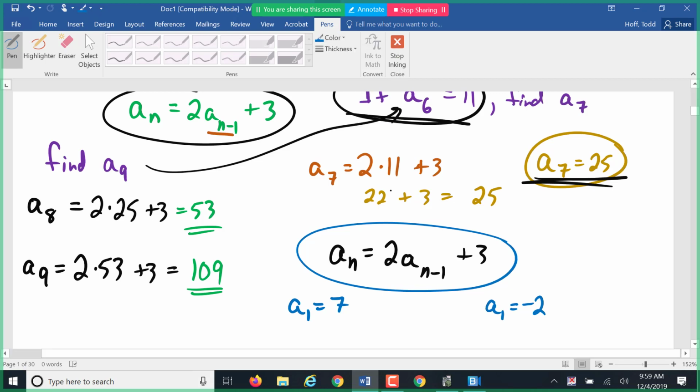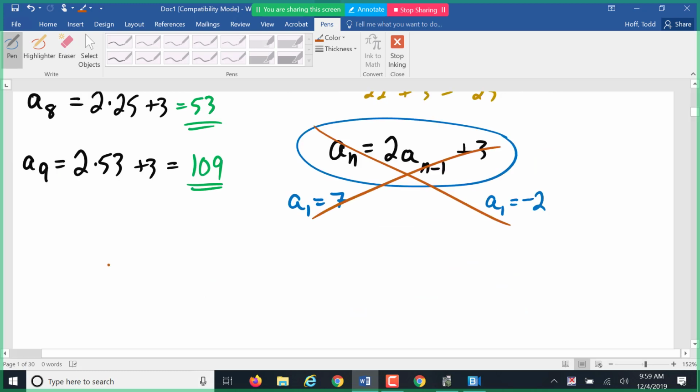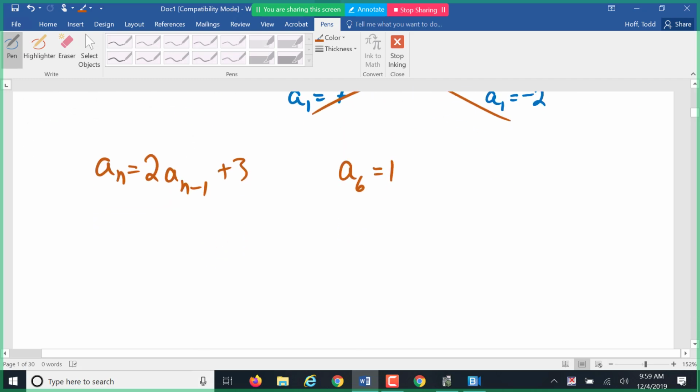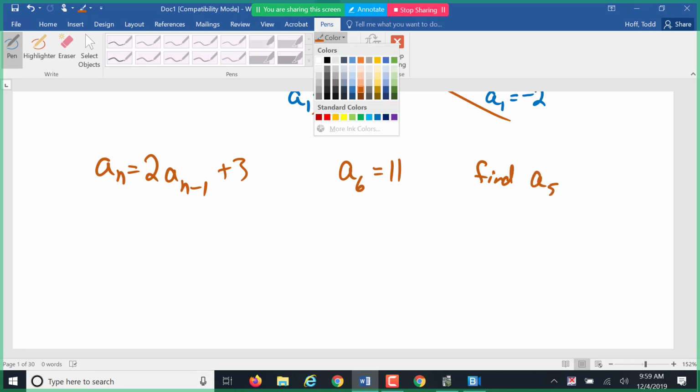Now, we were given this formula. I'm going to ignore this for a minute and go back to that original up there. an equals 2 times an minus 1 plus 3. And I gave you that a6 equaled 11, right? Yep, 11. What if I ask you from that to find a5?